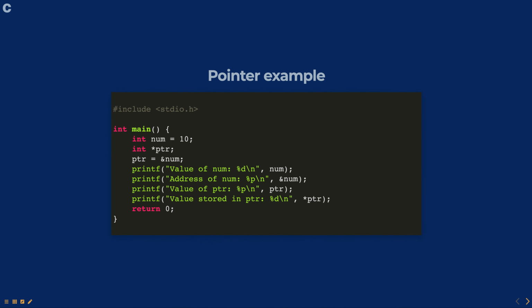In this example, a pointer ptr is declared and assigned the memory address of the variable num using the address-of operator, ampersand. The value stored in ptr is then accessed using the dereference operator, asterisk. The output of this program demonstrates how a pointer can be used to access the value of a variable stored in memory. Hope this was helpful.